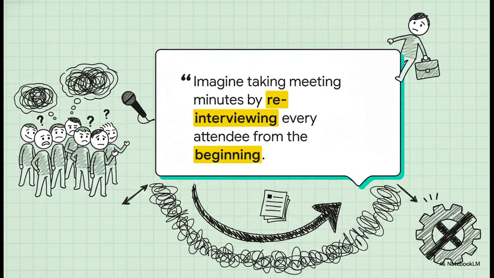Operationally, it's like taking meeting minutes by re-interviewing every single attendee from the very beginning every single time someone new walks into the room. For 10 people, it's tedious. But for a 2,000-word context window, it's completely paralyzing. This compounding waste is mathematically accurate, sure, but it's practically impossible to run at scale.